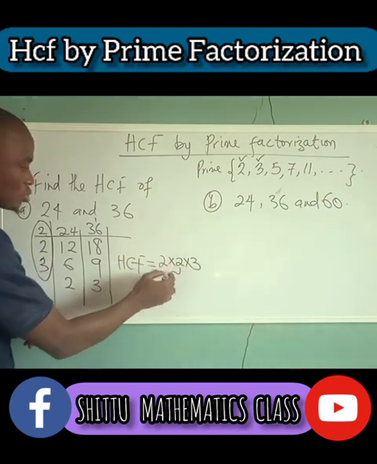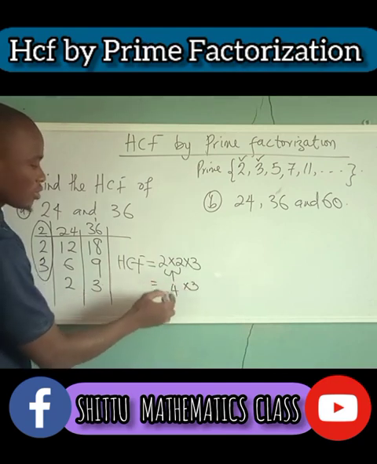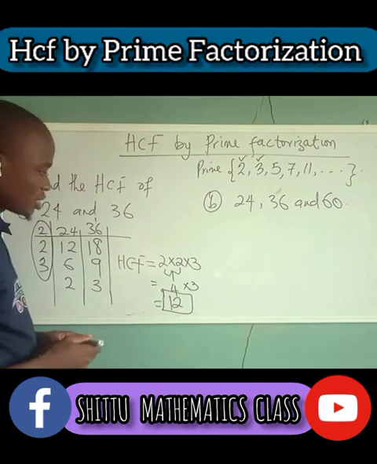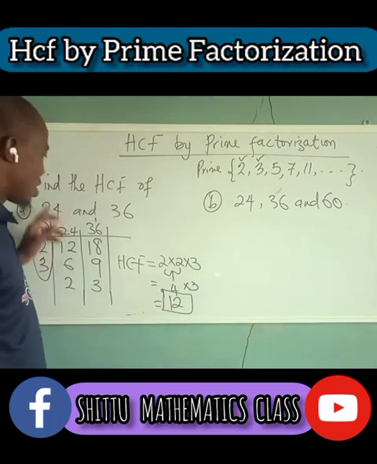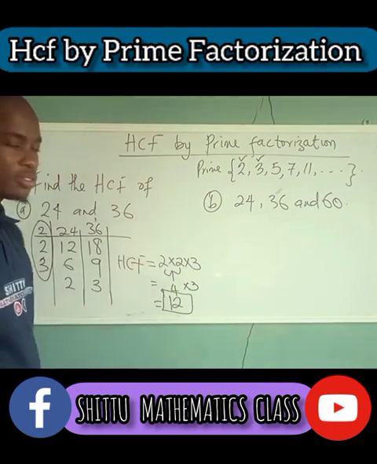So 2 times 2, we have 4, times 3. So therefore we have our HCF to be 12 here. Are you getting it now? So therefore the HCF of 24 and 36 is 12. Are you getting it now?